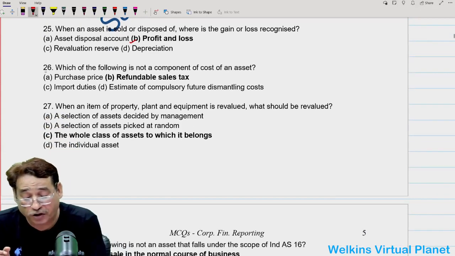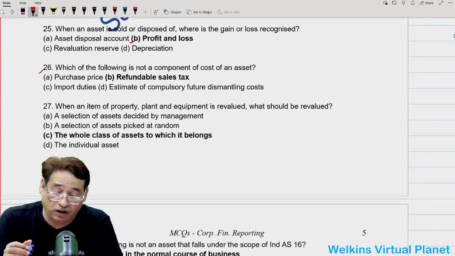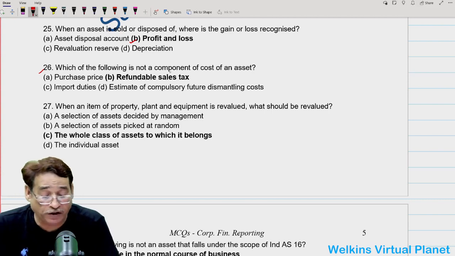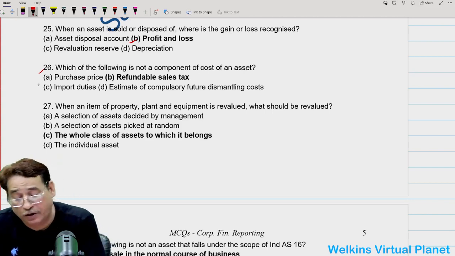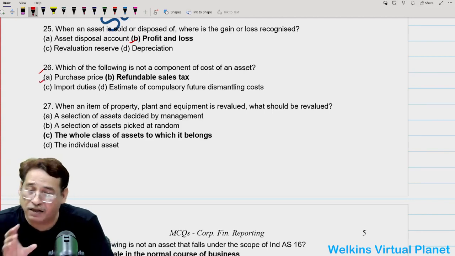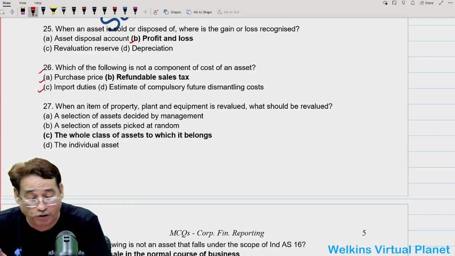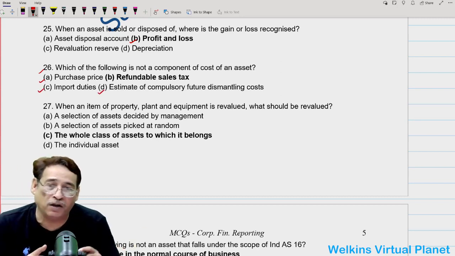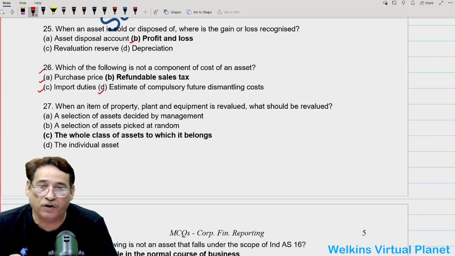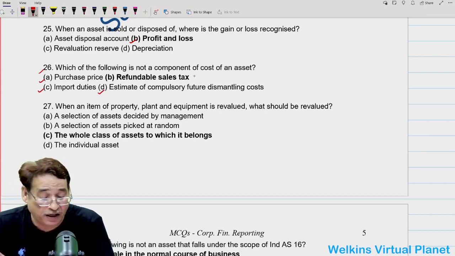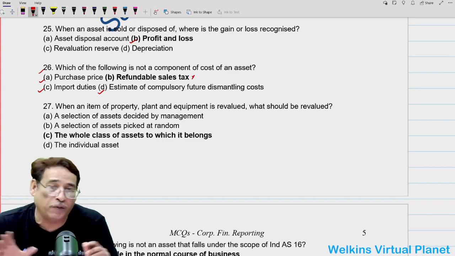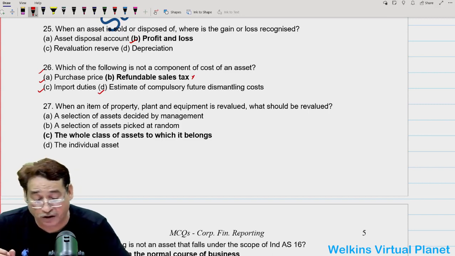Correct? Question number 26 is related to which of the following is not a component of the cost of an asset. This should be easy to answer because purchase price is considered as part of the cost, import duty is also, and compulsory future dismantling cost is also considered as part of the cost. However, refundable taxes, any sort of taxes, will not be considered as part of the cost. Your answer should be B.